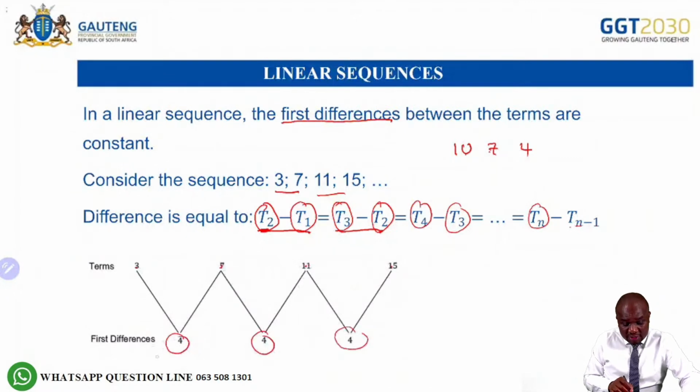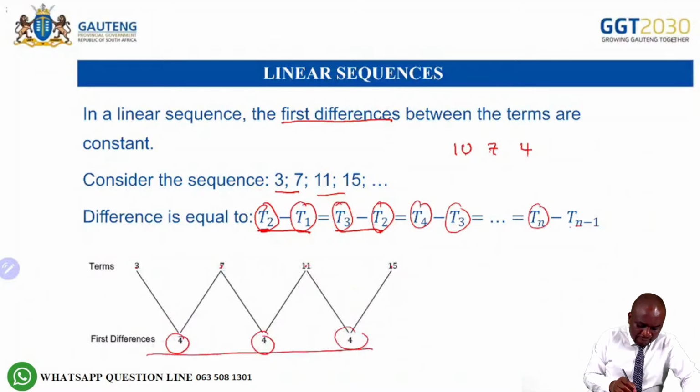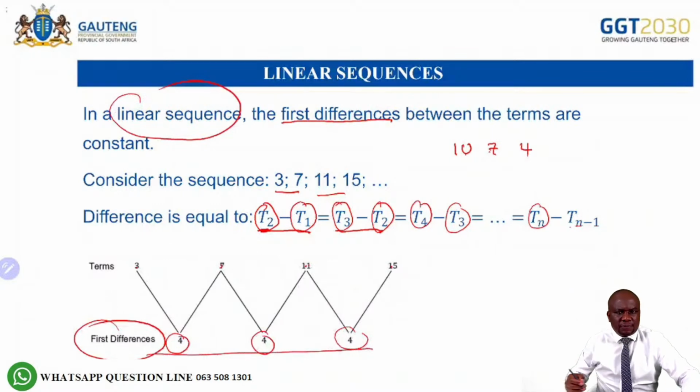We see that the differences are what? A constant. Same: 4, 4, 4, 4. It goes on like that. So for a linear sequence, the first differences are constant. Don't forget that. Let me give you 1 minute to write your short notes.